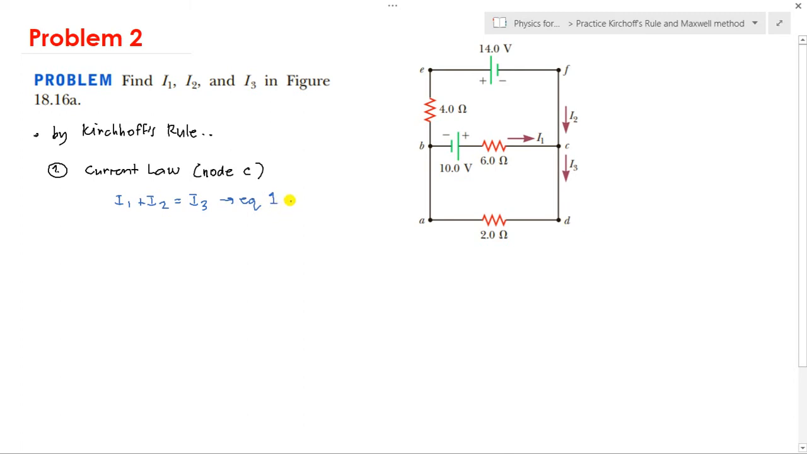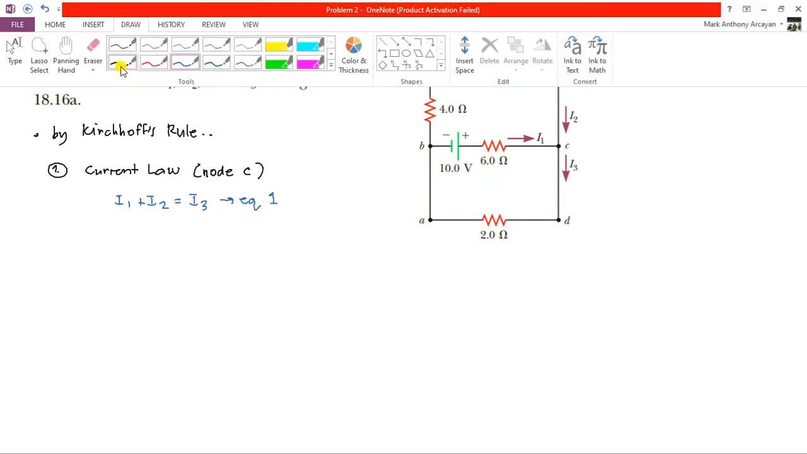Since we have 3 unknowns, we need at least 3 equations. So here we now have the first equation, and we have 2 remaining equations to find. Obviously we have 2 loops here, the upper loop and the lower loop. So we get two equations by using the second law, the voltage law.